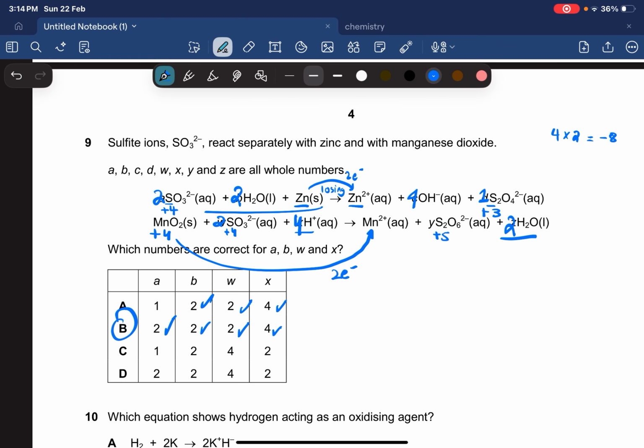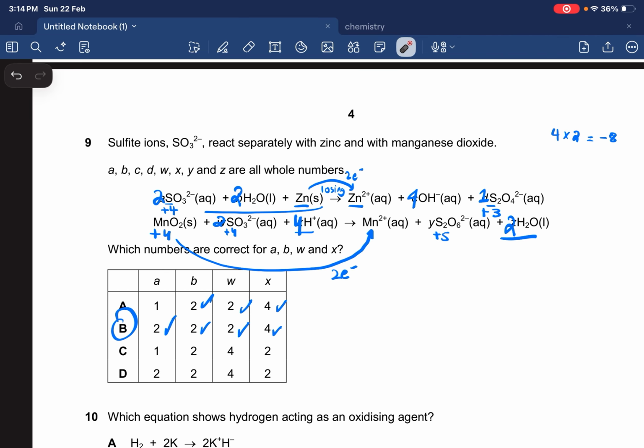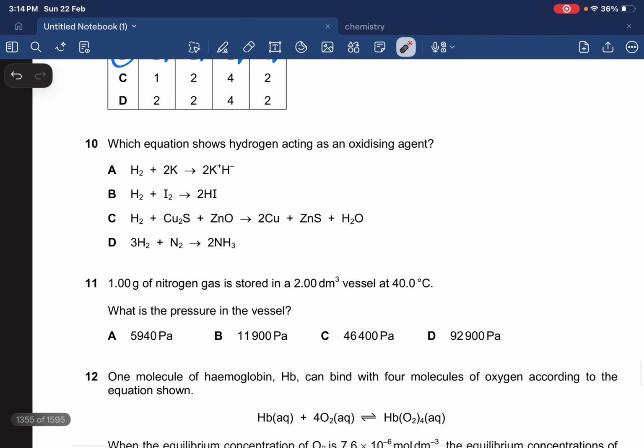This is how you just balance. You just look at the atoms. You just try to balance out both sides. You balance out the electrons. That's all. Which equation shows hydrogen acting as an oxidizing agent?